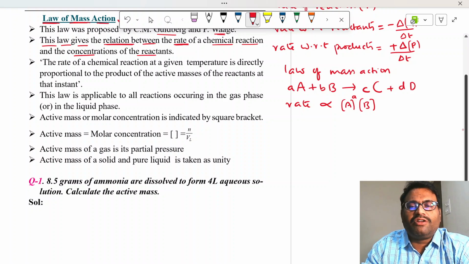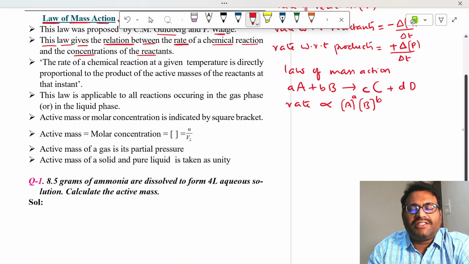In the stoichiometric or balanced equation, how many moles of A are there? Small a. So that small a is written as the power of the concentration of A, and small b is written as the power of the concentration of B. So this is what the law of mass action says: the rate of a reaction is directly proportional to the product of the concentration of reactants, with powers raised as their number of moles in the balanced equation.